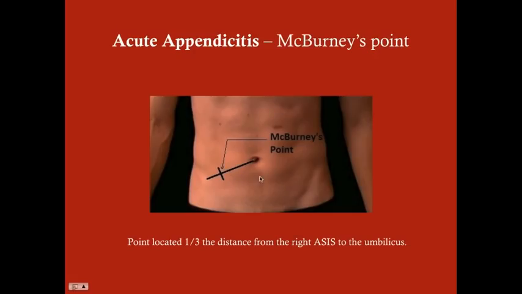So McBurney's point is found by locating the right anterior superior iliac spine, which is easy to do in patients such as this who are nice and fit, but can be a little bit more difficult to do in larger patients. You'll palpate for that point, and then the umbilicus should be obvious, and it's one third the distance from the anterior superior iliac spine to the umbilicus. And so this is the point where you're going to be looking for the pain, looking for rebound tenderness and guarding.